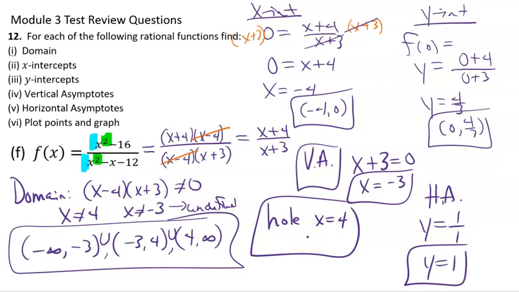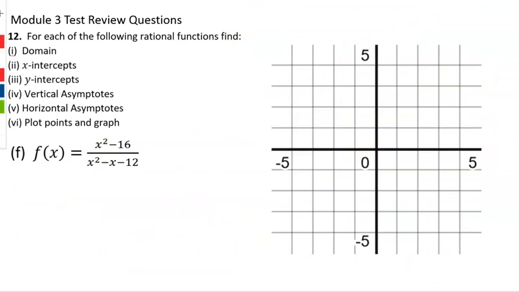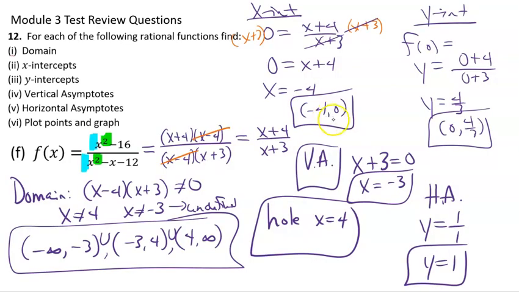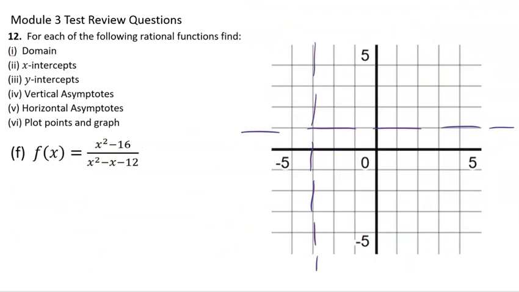All right, so let's put that on our graph. So our vertical at negative 3 and our horizontal at 1. So there it is. Let's go back and grab our intercepts. So we have (-4, 0) as an x-intercept and (0, 4/3) as a y-intercept. Now, 4/3, remember, is bigger than 1. That's 1 1/3. That's my y-intercept. Well, this is interesting.